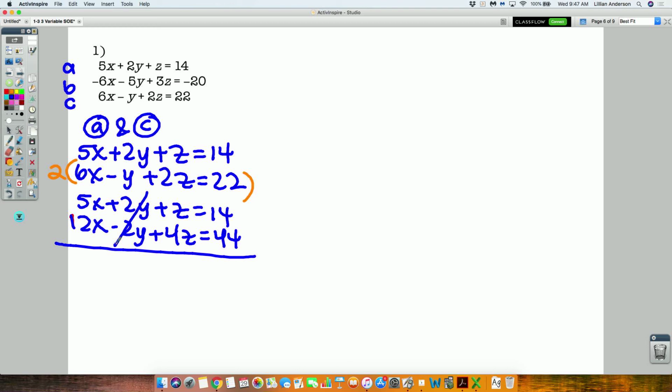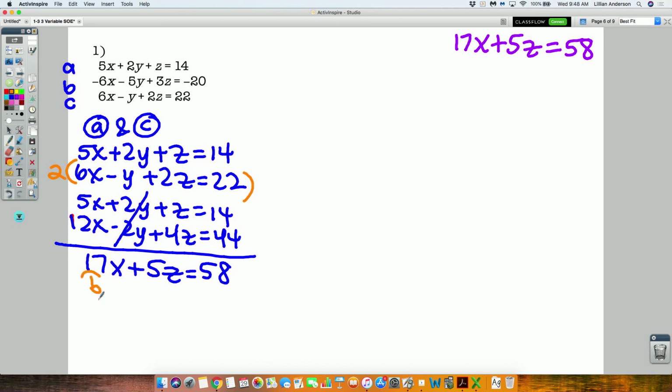Okay. 5x plus 12x is 17x. z plus 4z is 5z. 14 plus 44 is 58. And there's one of your equations. Now I have to do the same thing for the other 2 pair, which we said we were going to use were B and C.